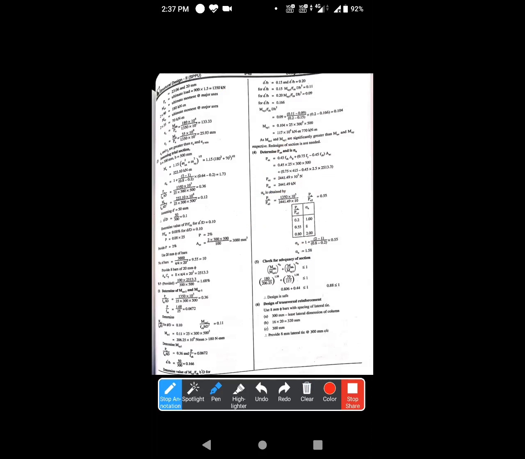Now you can go for the design of transverse reinforcement. फॉर्मूला आपको पता है कैसे करते हैं. You have to go for the 8 mm bars with spacing of lateral tie. It should be 300, sorry, it should be 16 into 20. It should be minimum of this, minimum of 3, which is coming 300 mm. You have to provide 8 mm bars. Here you can go see here.